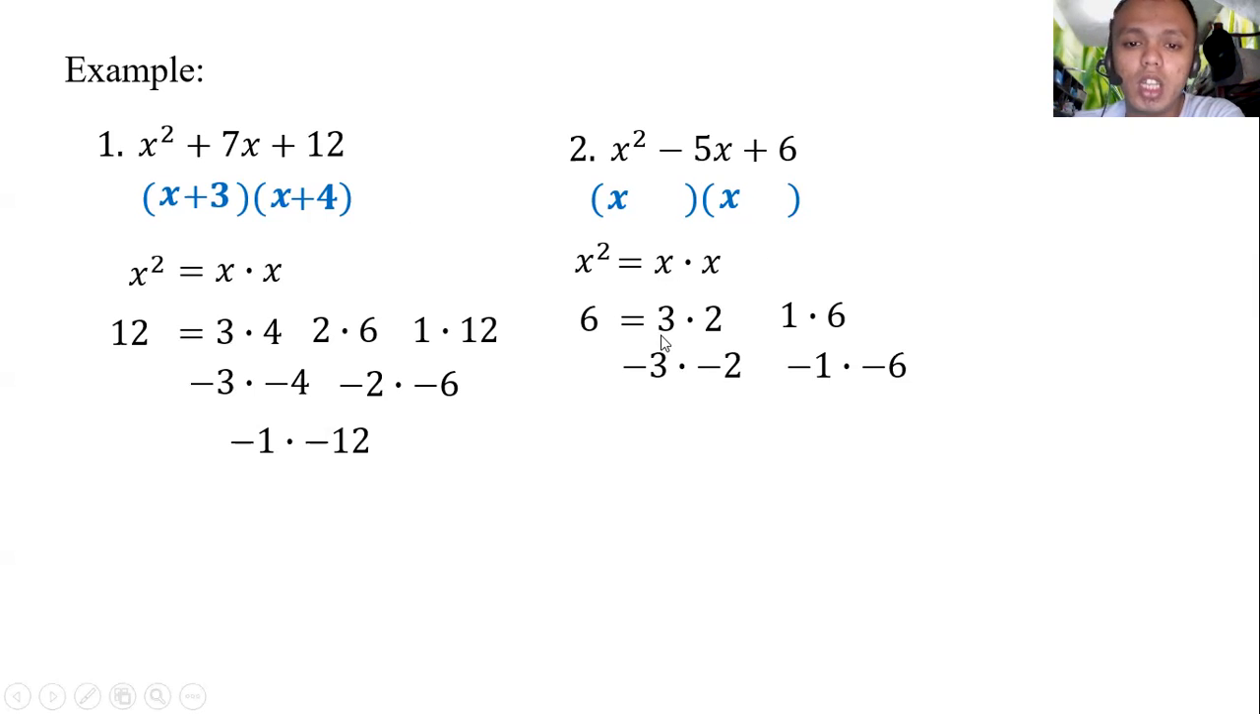So which of these? Let's try 3 and 2. 3 plus 2 is 5, but its sign is positive. It should be negative. How about 1 and 6? 1 plus 6 is 7, so it should be 5, negative 5. So 1 and 6 cannot be used. How about negative 3 and negative 2? Negative 3 plus negative 2 is negative 5. So negative 3 and negative 2 work. Therefore, we have negative 3 here and negative 2. So the factors are x minus 3, x minus 2.